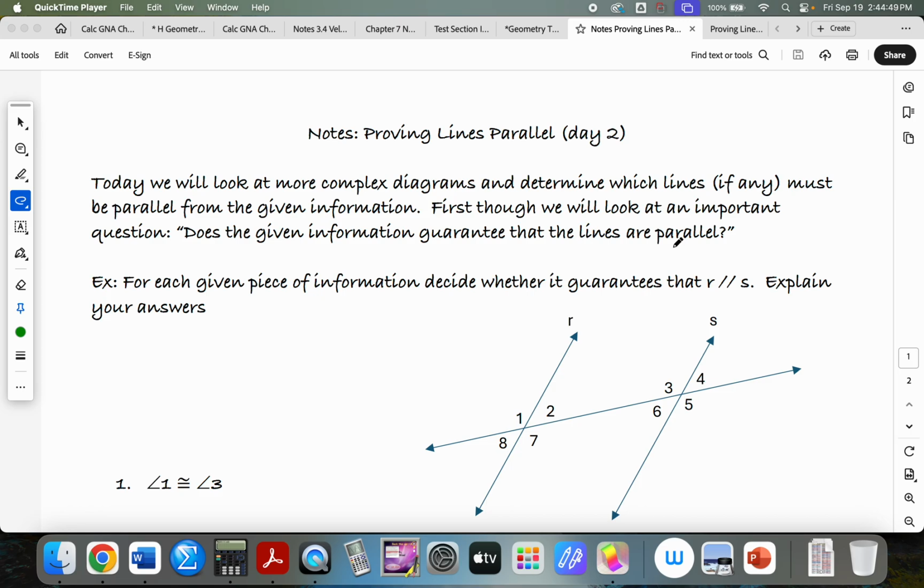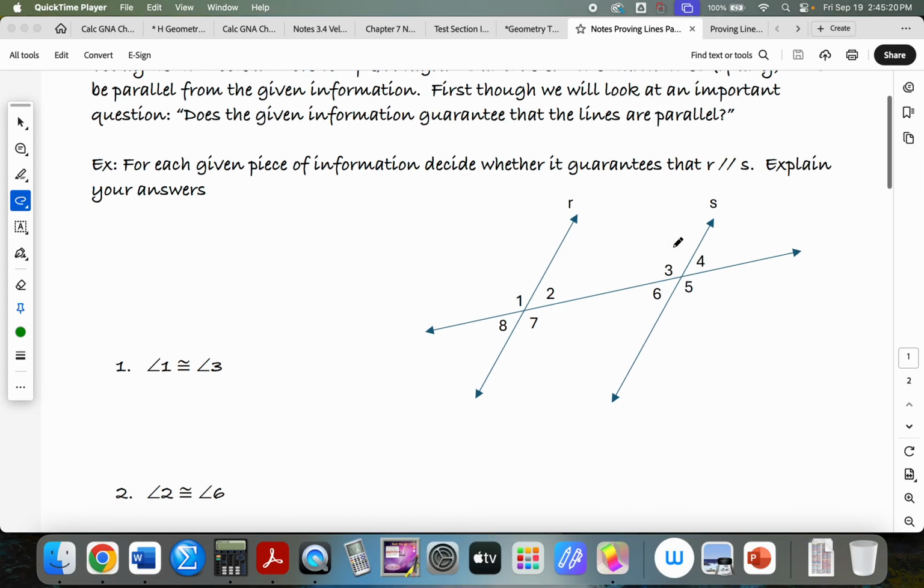We're continuing yesterday's ideas. We're going to look at more complex diagrams like the one that's on the back, but we're also going to look at, on last night's homework, every single time what they gave you told you the lines were parallel. Today, that's not going to necessarily be true. You're going to have to decide if what they give you makes lines parallel. Okay, so let's take a look at this.